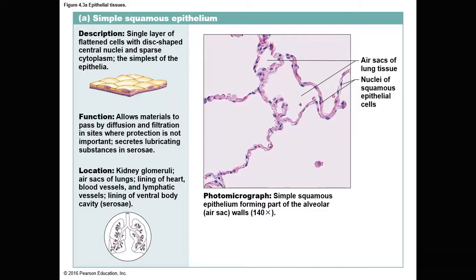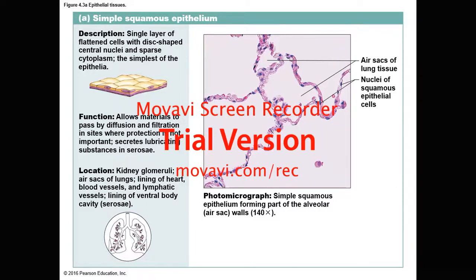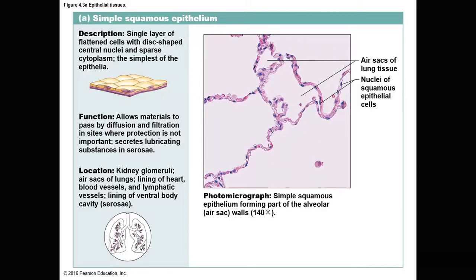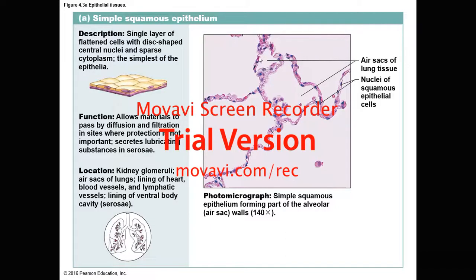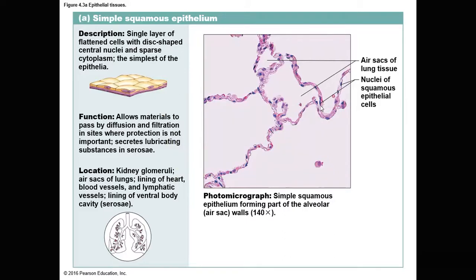So here is a photograph of the simple squamous epithelium forming part of the alveoli. Your alveoli are pretty much the air sacs of the lungs. So you see the air sacs, and then you see the simple squamous epithelium, a single layer, flattened. And then you can see the nuclei of the squamous epithelium right there.